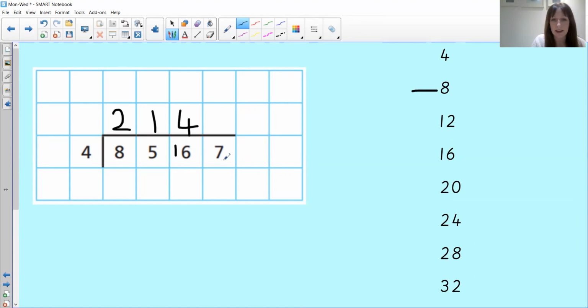And then finally, I'm into my 1s. So I've got 7. So how many 4s can I make out of 7? Well, I can make one group of 4, but 2 groups of 4 is 8, and that's too many. So I can only make one complete group of 4. 1 times 4 is 4, but I've got 7. So how many have I got left over? Well done. I've got 3 remainders. So my answer is 2,141, remainder 3.